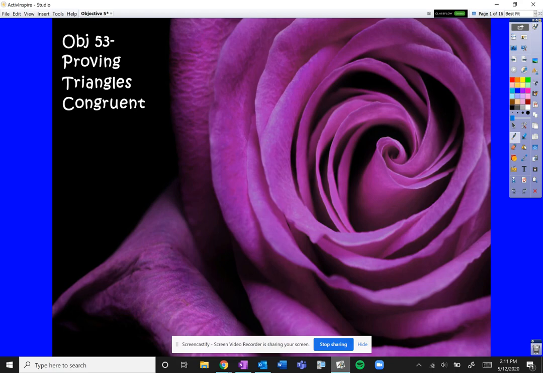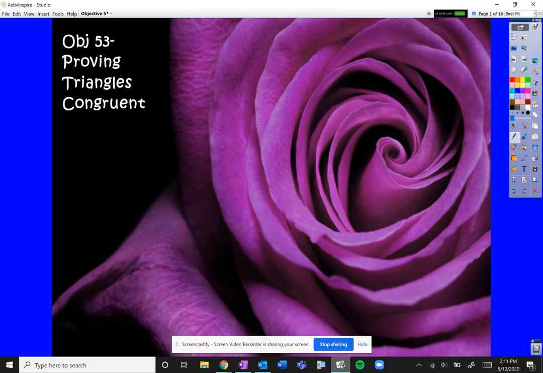Okay, so Objective 53, we're going to continue this idea of the unit about similarity and congruence. And specifically in this objective, we're going to talk about proving when triangles are congruent. Remember, congruent means the same size and the same shape. So this is a really important topic in geometry to be able to say that two triangles are congruent.